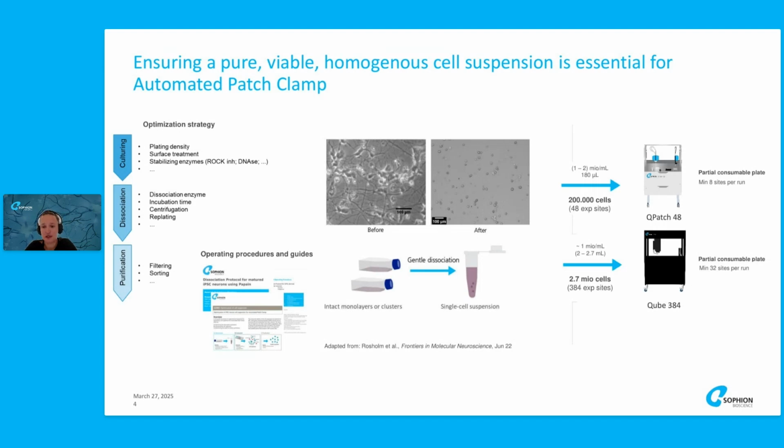If you need to go down in cell numbers even further, which is sometimes the case with neurons, you can also work with partial consumable plates. And there's also the possibility to test multiple cell clones in parallel, which is really an advantage if you want to do a side-by-side evaluation of a disease model neuron in comparison to wild-type neurons.